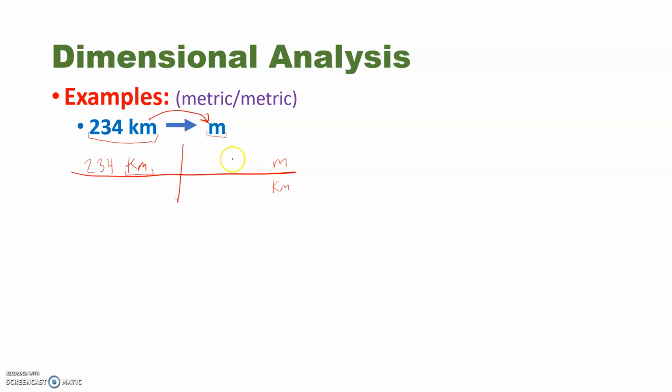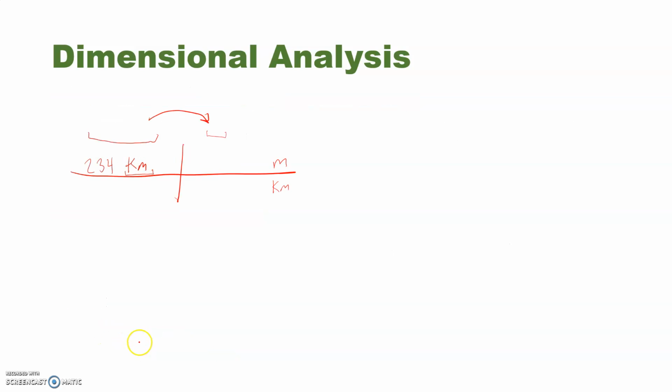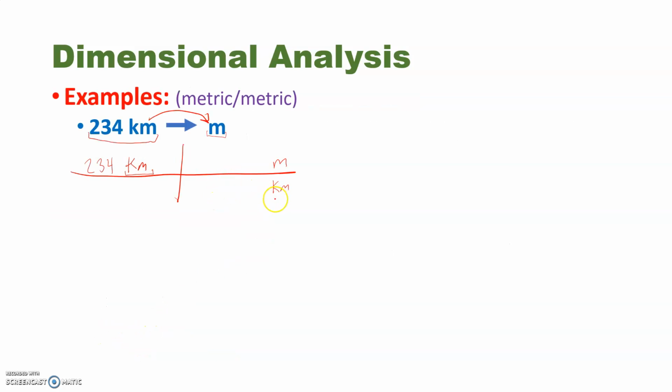Now, from here, I need to figure out what my conversion factor is. I need to know how many kilometers are in a meter or how many meters are in a kilometer. So if we go back, remember that the base gets the number and the prefix gets the 1. Meter is the base unit, and in kilometer, kilo is the prefix. So the one with the prefix, the extra letter, gets the 1. The base gets the number.